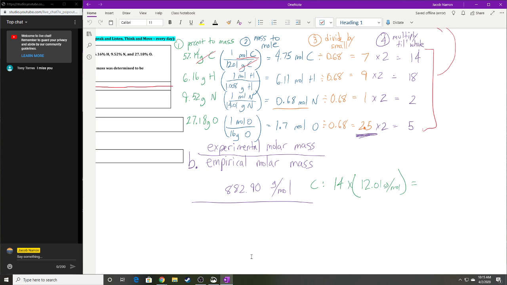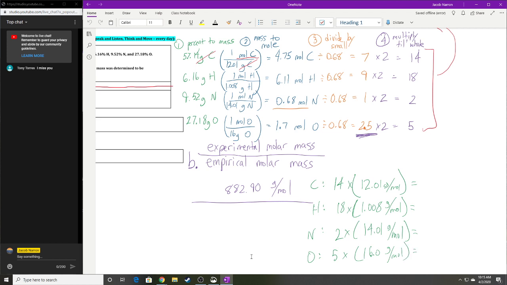We need to do hydrogen, and we had 18 of those. This is going to be 18 times 1.008 grams per mole, and we'll get a number here in a second. Next, we're going to do nitrogen. There's only 2 of them, but we still have to do 2 times the molar mass of nitrogen, which is 14.01 grams per mole. And then finally, we have oxygen. So there's going to be 5 times my 16.0 grams per mole.